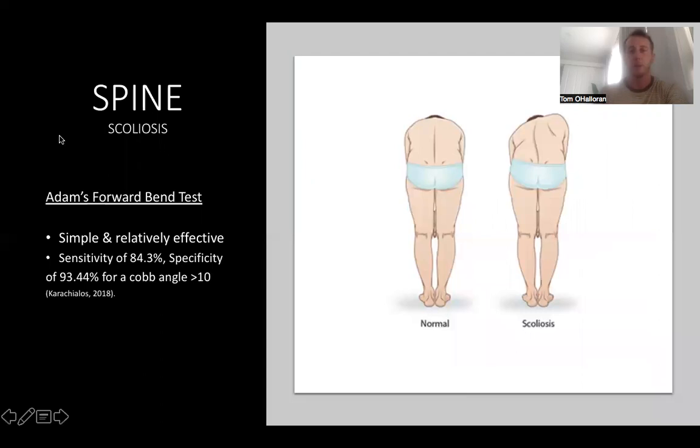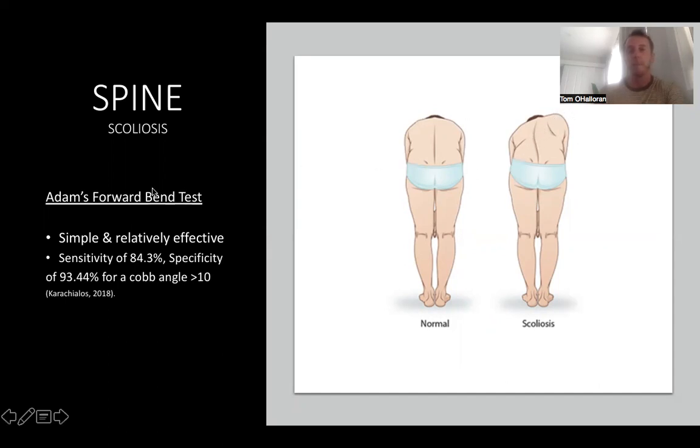So if we move to the spine, structural biomechanics that we want to be aware of: scoliosis. So it's quick to do an Adams forward bend test. So get someone to clasp their hands, hold their hands, and bend forward. You'll see a rib hump if scoliosis. It has a sensitivity of 84%, specificity of 93. So if it's a scoliosis that's going to be functionally impairing them potentially, you'll see it on this test. You'll see a rib hump on one side.